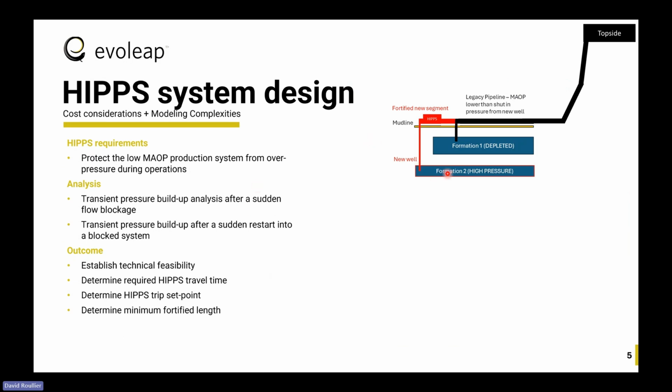So another schematic of what we just saw previously. Again, we have a second formation that's coming online later into a brownfield. This is a typical scenario where upstream HIPPS are required.